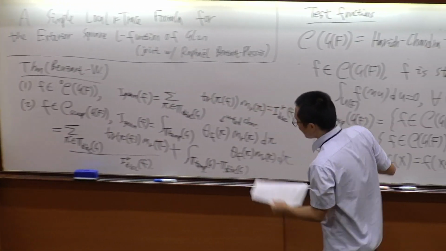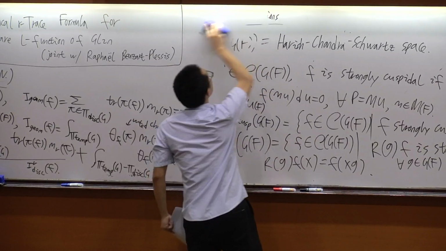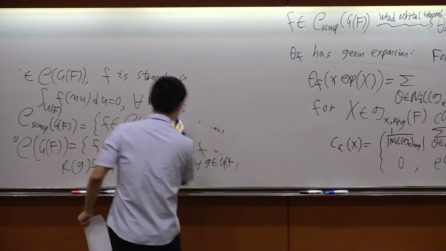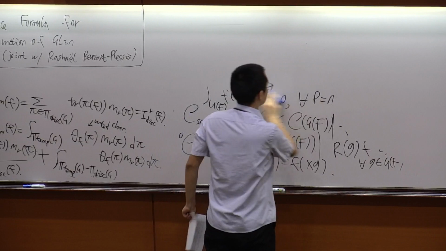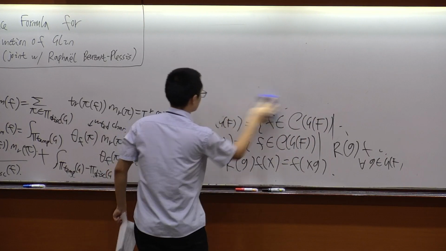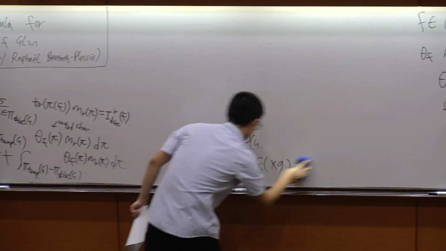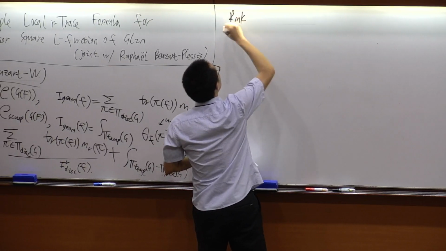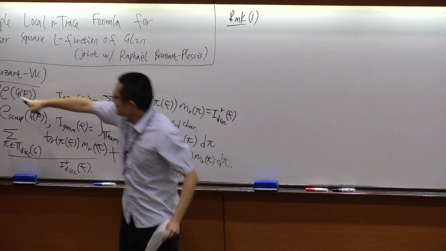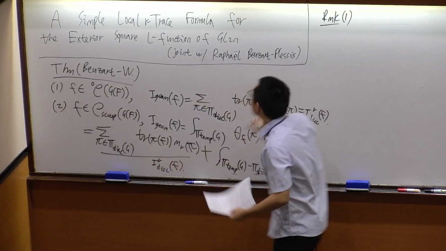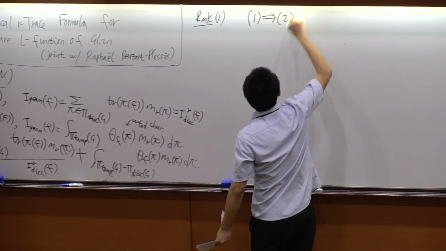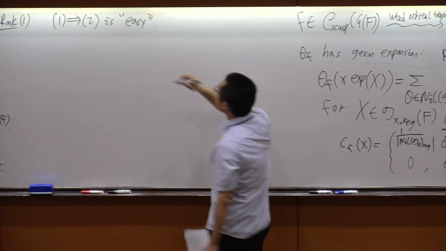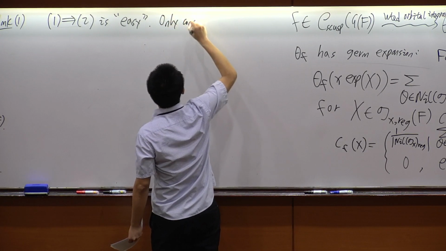Okay, so now before I talk about the proof, let me make two remarks. So the first remark is that the second part of the theorem follows easily from the first part. So 1 implies 2 is easy. So we'll only talk about the proof of 1.